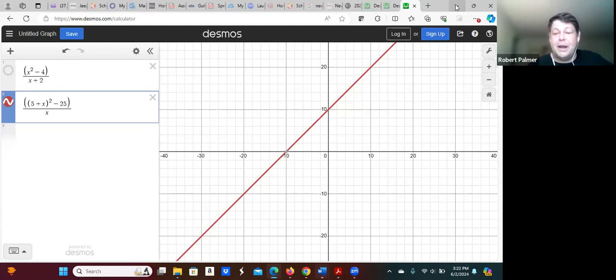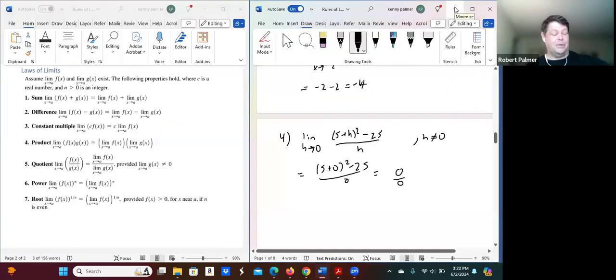Now we also get an idea what the limit should be. As I approach 0 from the left, it looks like it's approaching 10. As I approach 0 from the right, it looks like it's also getting close to 10. It looks like my limit should be 10. Let's see if we can show that exactly, because you may need to be able to give an exact answer, not just an approximate answer.